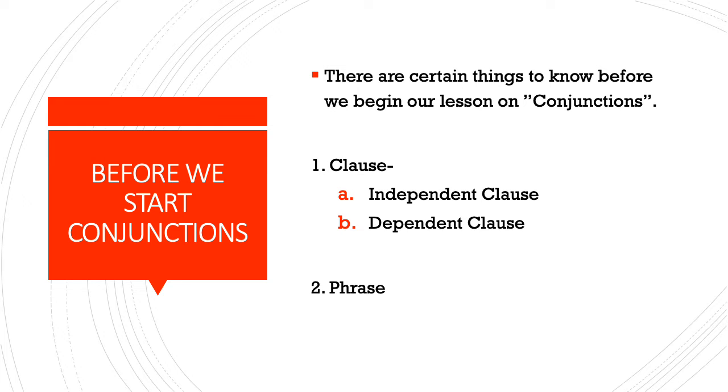Now, before we start conjunctions, there are certain things to know which are very important. First, we have to know what is a clause and what is a phrase. Again, clause has two separate divisions, independent clause and dependent clause. I will explain you everything. Now let us see what is clause and phrase.